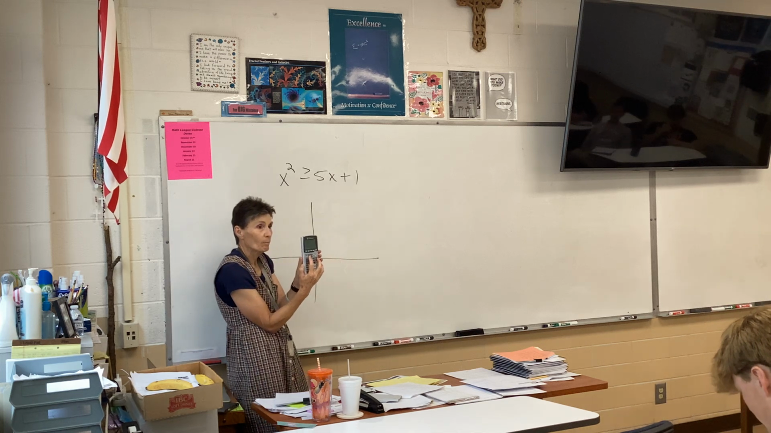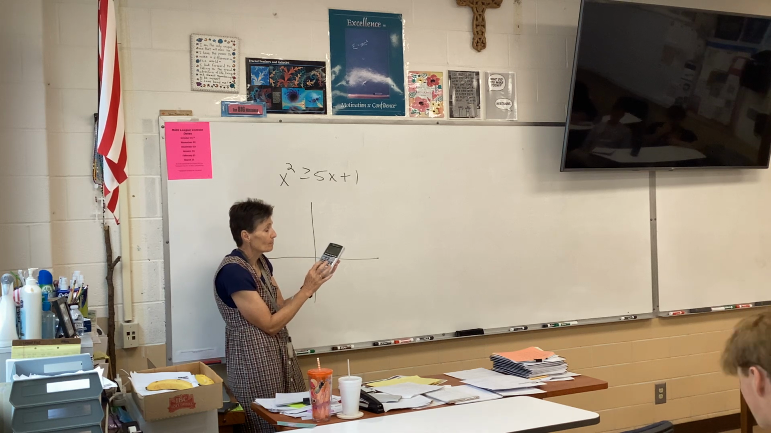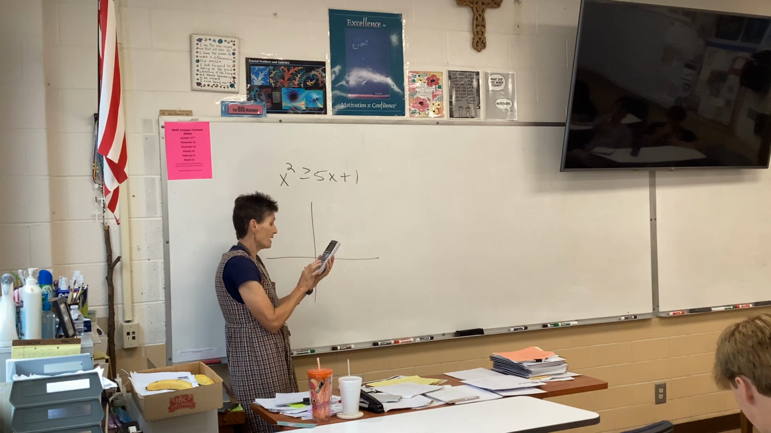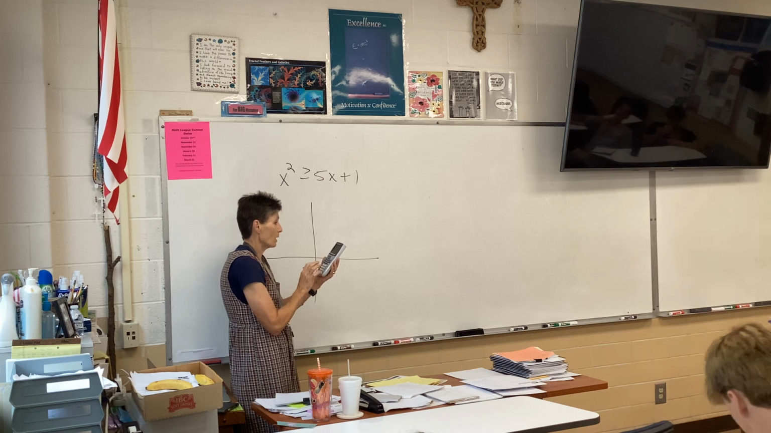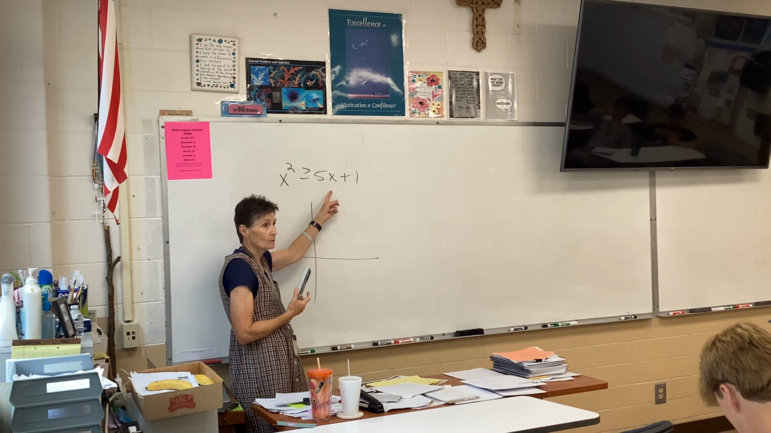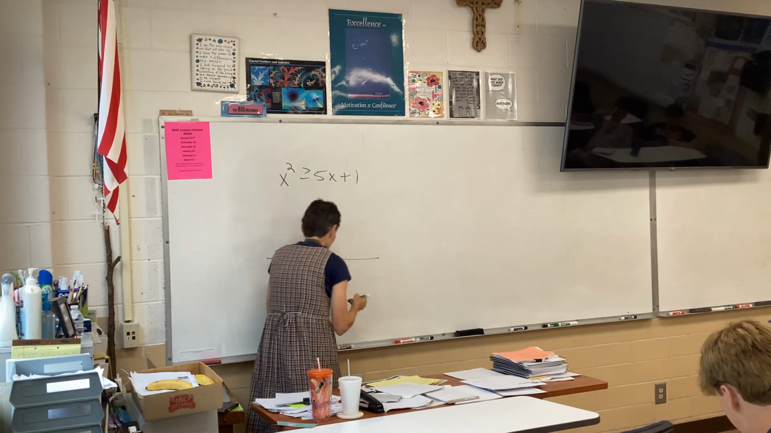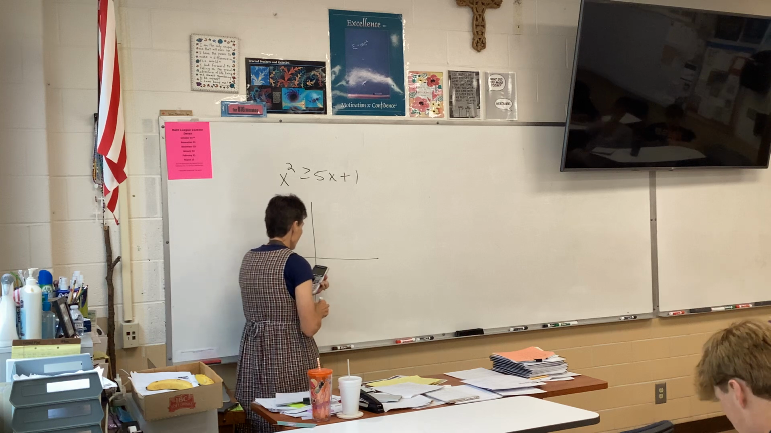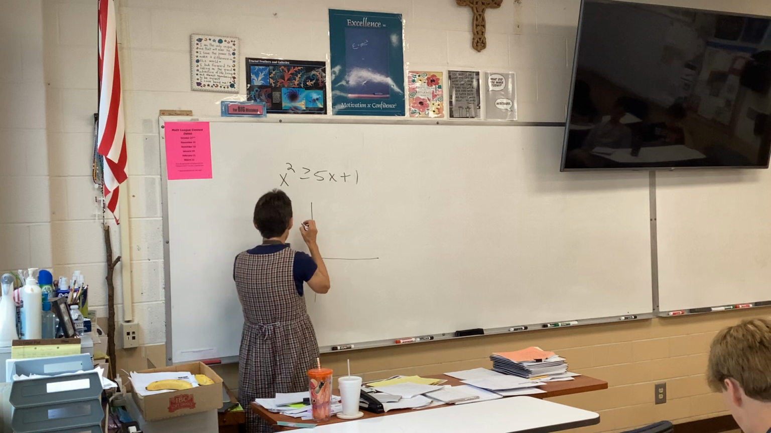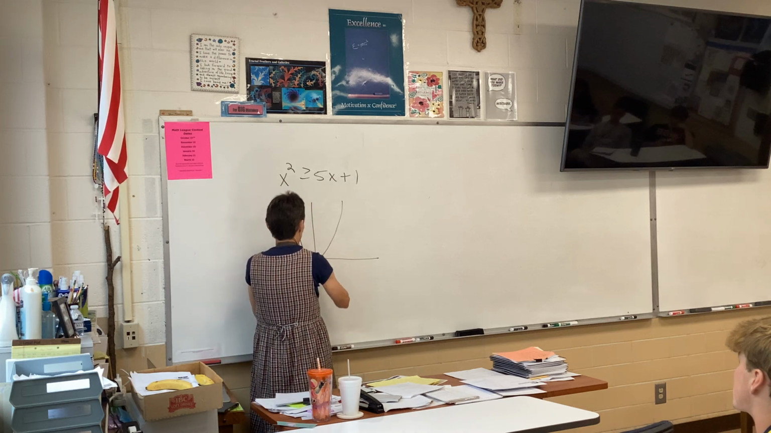Use our x variable button right here where I'm pointing, and then squared. And then for y sub 2, put in 5x plus 1. So this is y sub 1, this is y sub 2. And then hit graph. And you should see, oh, wait a second. Do you see something that looks like this?